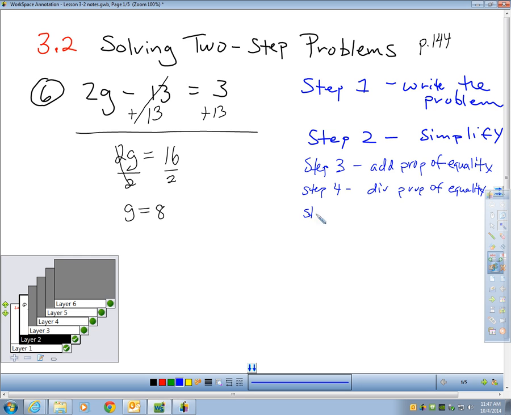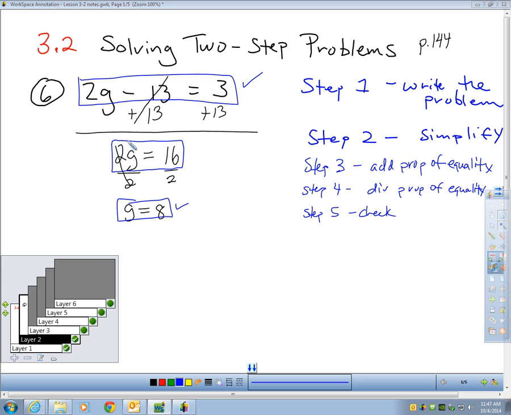And then remember, step 5 would be to check my answer. So let's check it. Now g equals 8. Let's check if 8 works up in this equation. 2 times 8 is 16, and 16 minus 13 equals 3. So yeah, those check.